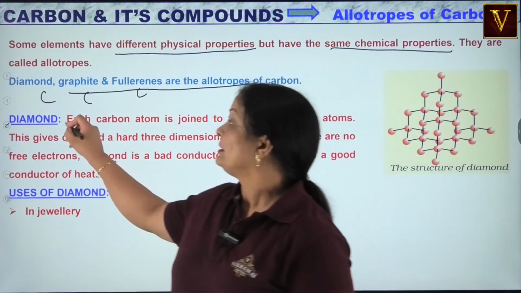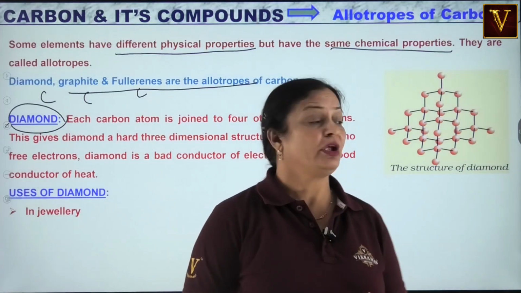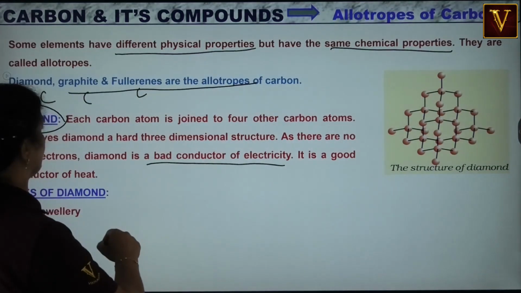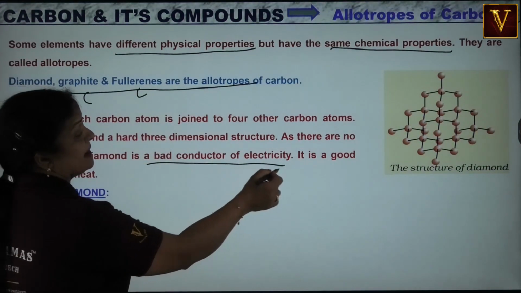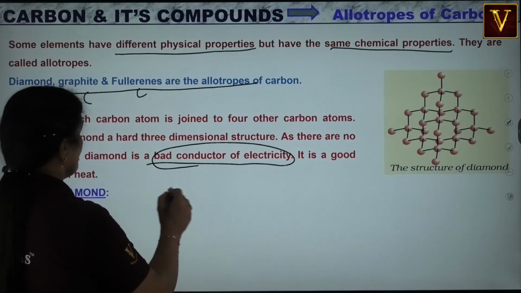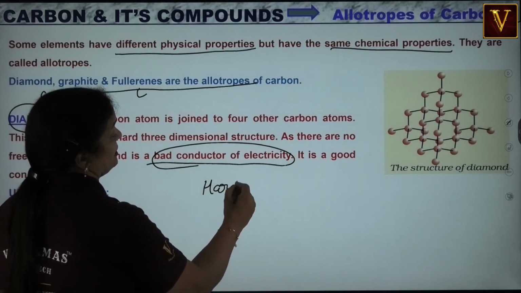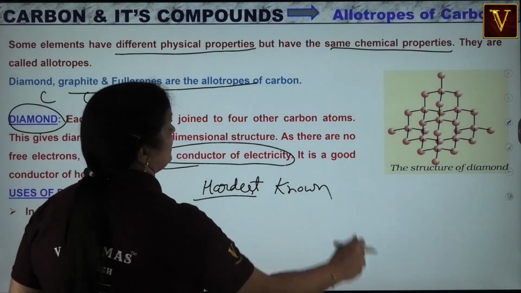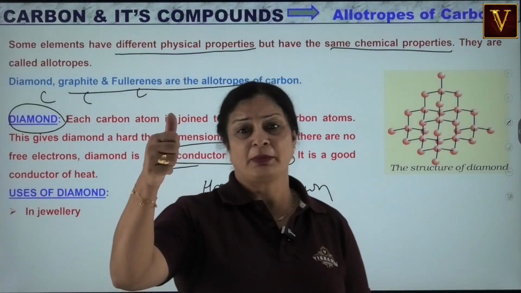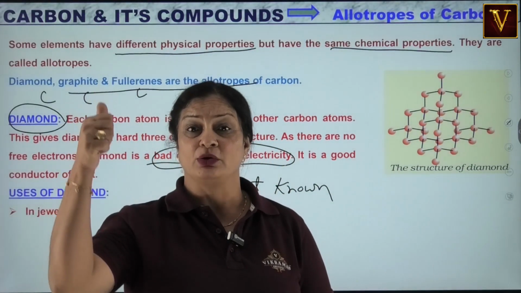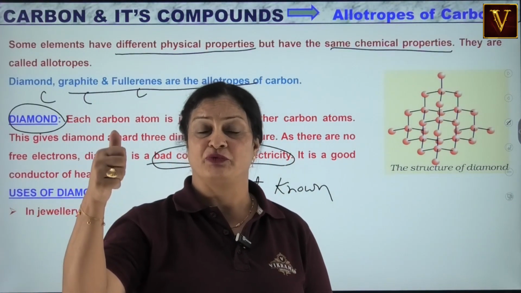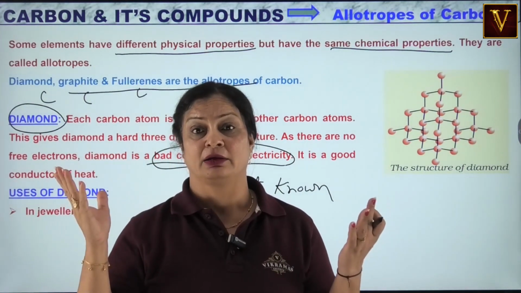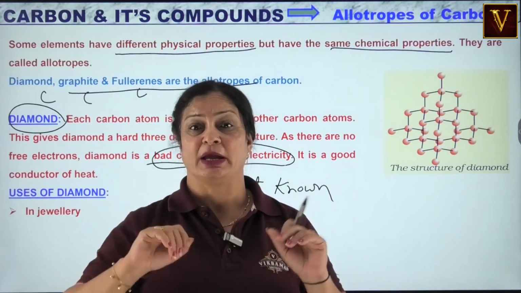Yes, student. Diamond. We know very well diamond is a bad conductor of electricity. Why? We know very well diamond is the hardest known substance. Diamond has very high melting and boiling point. Diamond is poor conductor of electricity. Why? What is the reason behind all these things?